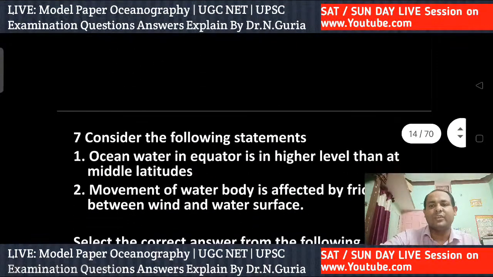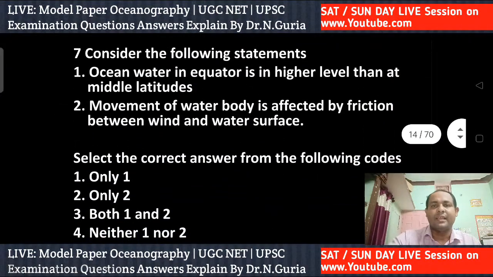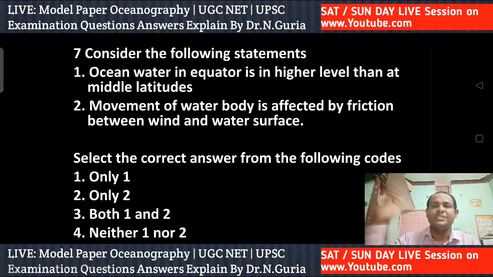Next, another question for you. Question number 7 is very important for you. Consider the following statements. One: ocean water at the equator is at a higher level than at the middle latitudes. Two: the movement of a water body is affected by friction between wind and the water surface. Select the correct answer from the following codes: only 1, only 2, both 1 and 2, and neither 1 nor 2. Very interesting, this type of question.